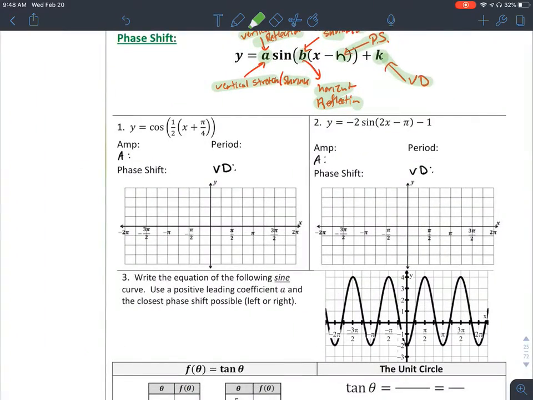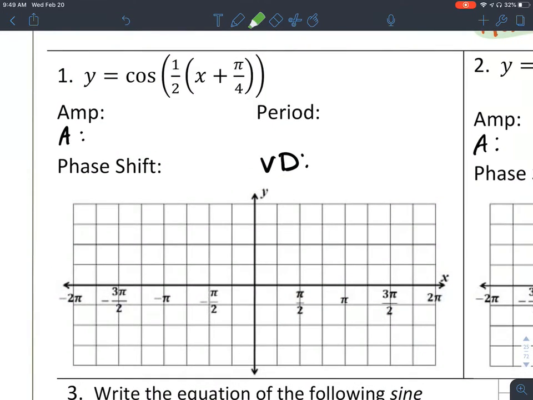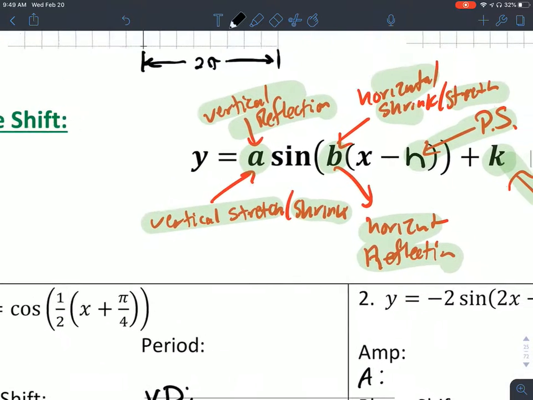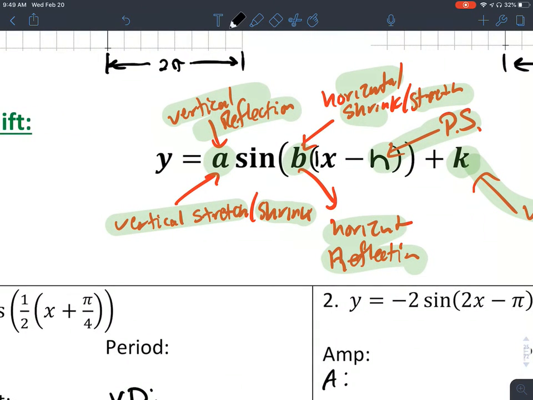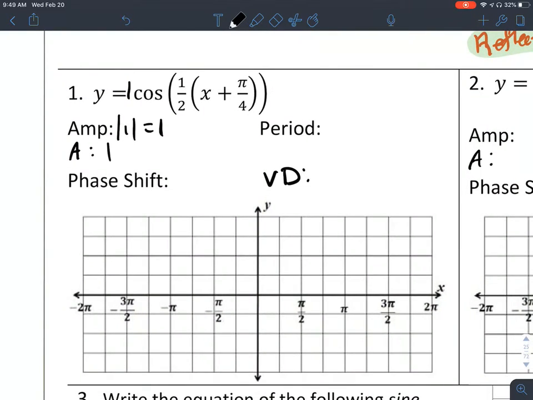Let's do number 1. We're supposed to graph this function. Please note, as this shows up here, we want the coefficient of x to be a 1. And that's how this problem is. The A value for this problem is a 1. The amplitude is the absolute value of that, which is also a 1. The phase shift for this is x minus a negative pi over 4.